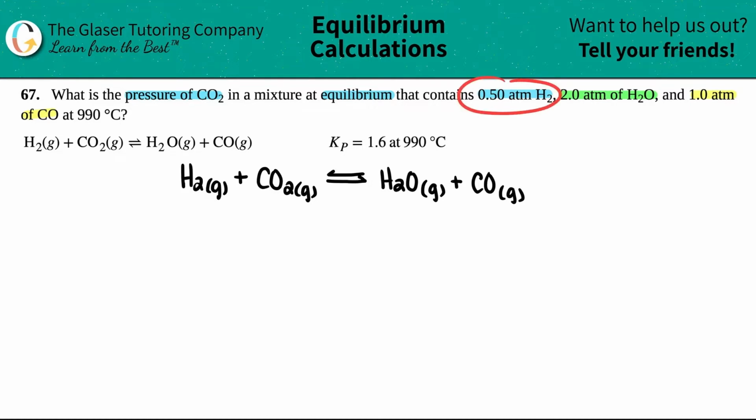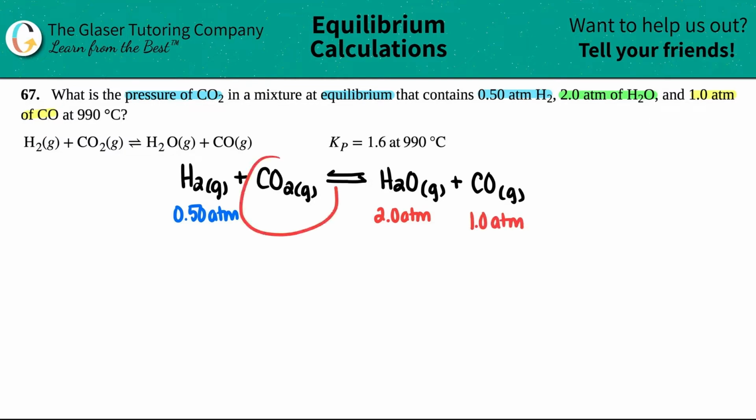They told me that I had 0.5 atm H2. So that's over here. So I have 0.50 atm. They told me that I had 2.0 atm of H2O. That's over here. So I have 2.0 atm for H2O. And then I have 1.0 atm of CO. That's over here. And we want to find out what the pressure of CO2 is, right? What's the pressure of CO2? This is the only one that they didn't give me information for.